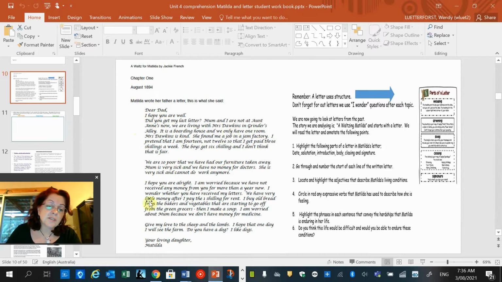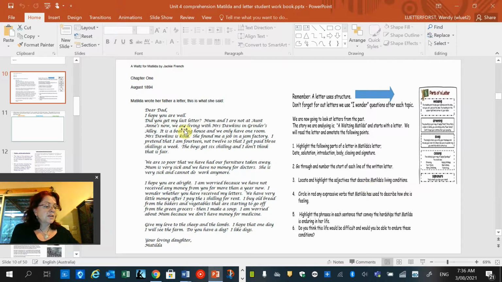So that's why we always number each line, and we started doing that last week. The next thing that we did last week was we looked at the adjectives in the letter, and this is where we're really going to get into each letter and annotate it. So this is just a little refresher and get us going for tomorrow. And we looked at the adjectives that describe Matilda's living conditions.